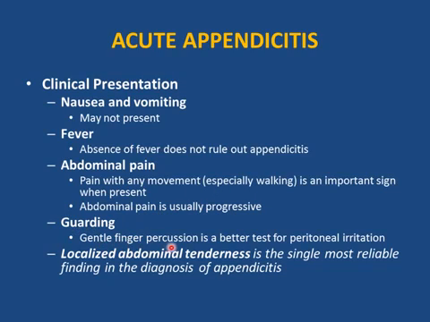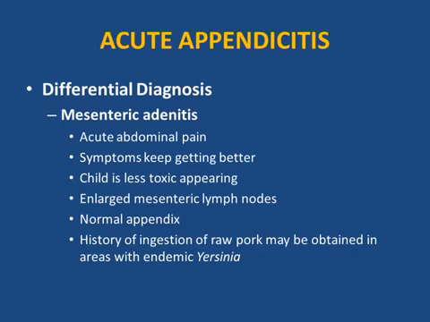Guarding. Gentle finger percussion is a better test for peritoneal irritation, so avoid deep palpation, it is very painful. Localized abdominal tenderness is the single most reliable finding in the diagnosis of appendicitis. So repeated physical exams are very important, and close follow-up for the diagnosis of appendicitis.